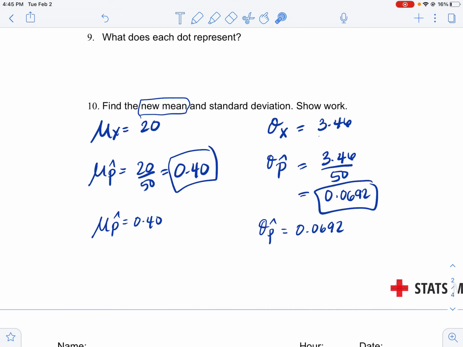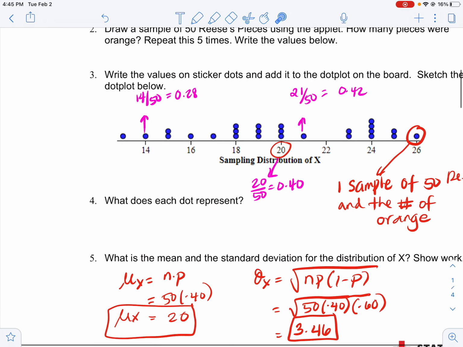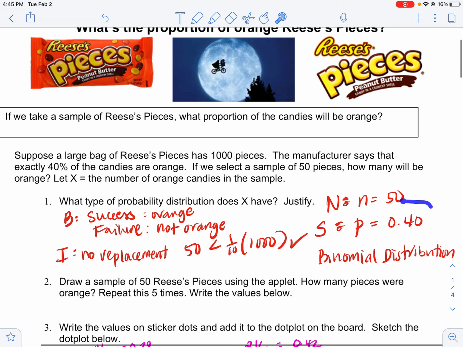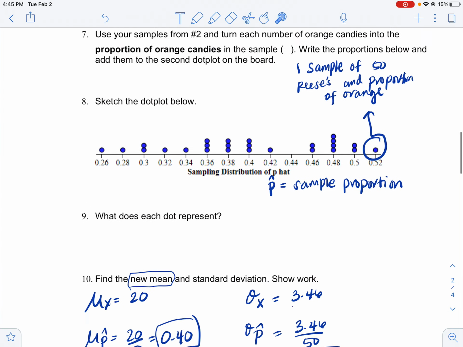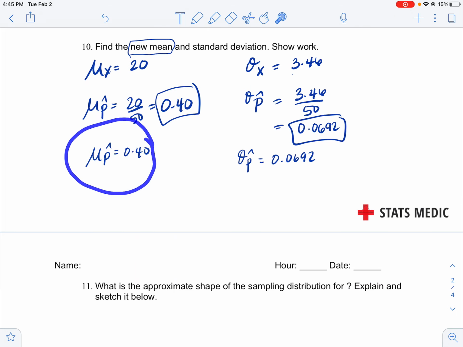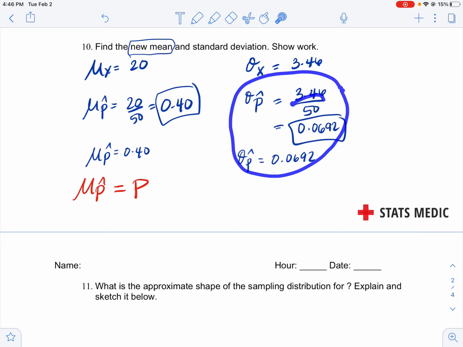Do you remember our p? Let me go back all the way up here, so hopefully you're not going to get dizzy. What is my p? My p is 0.40. My p is 40%. And then when you look all the way down here, the mean of the p hat is also 40%. So does that mean that the mean of p hat is equal to whatever the p is? It should work, correct? But it looks like there is a formula going on in here.